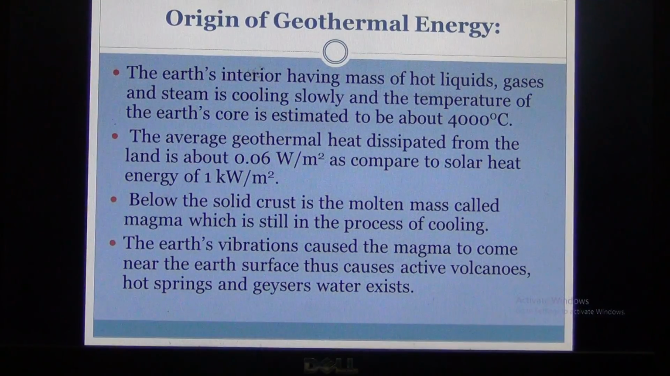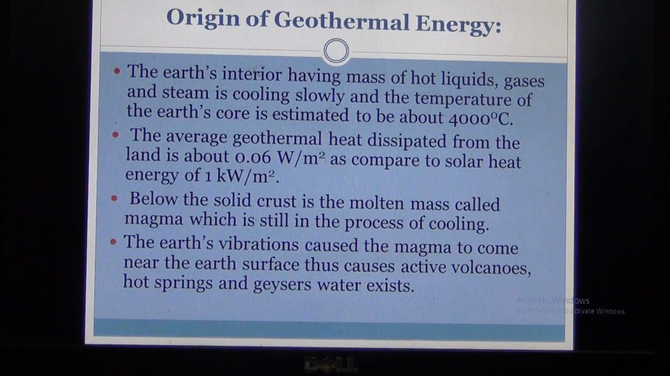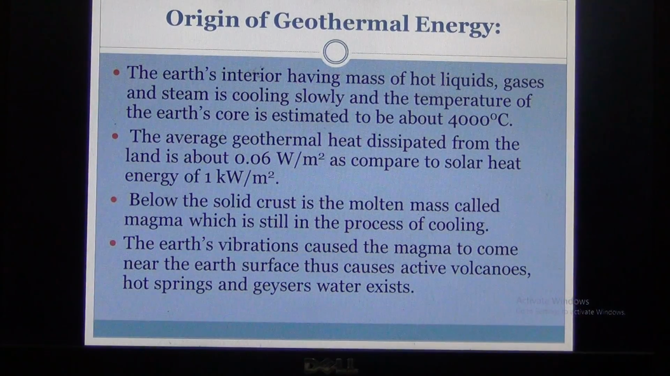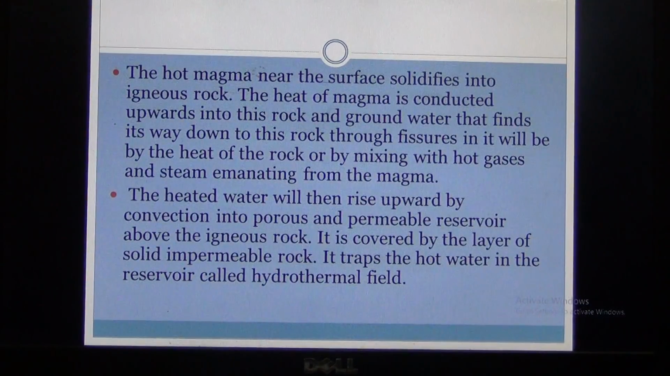meter square. Below the solid crust is the molten mass called magma, which is still in the process of cooling. Sometimes we see volcanoes which erupt magma, and it gets cooled because of the high temperature. It comes to the upper surface of the earth. The earth's vibration causes the magma to come near the earth's surface, thus causing active volcanoes, hot springs, and geysers where water exists.